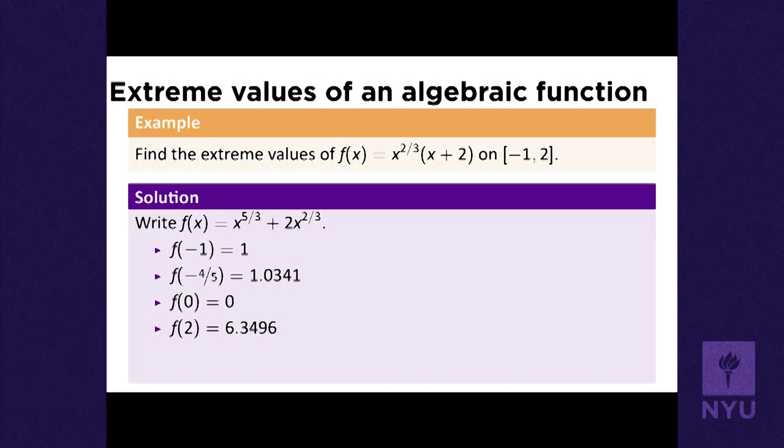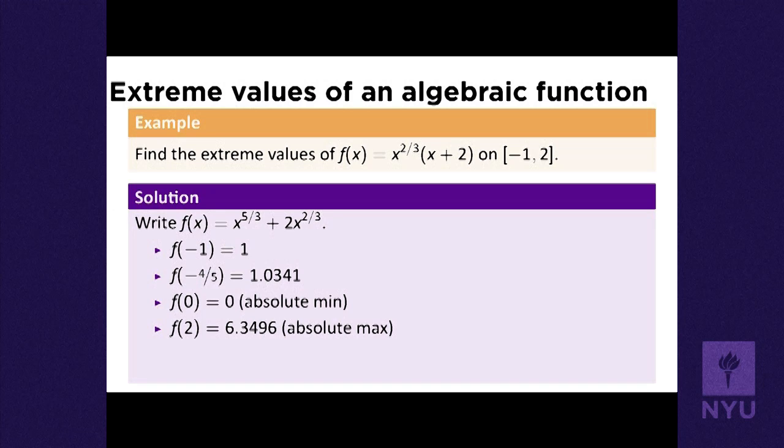Now all we have to do is figure out which one of those function values is the largest. F of 2 is the largest, so that is our maximum. And f of 0 is the smallest, so that's our minimum. Absolute minimum is at 0, 0. Absolute maximum at x equals 2. Absolute maximum value is 6.34, 4 times the cube root.